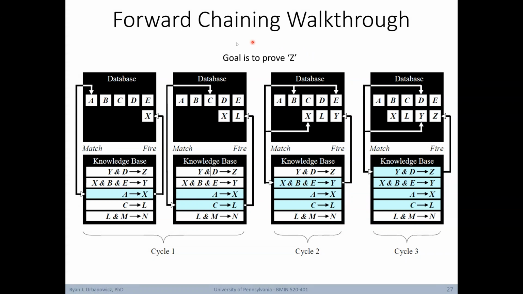At this point, Z might be returned to the user as the goal we were trying to prove, or maybe we were looking for some kind of recommendation, and so Z is what's provided back to the user. Notice that we didn't use all rules in our knowledge base. In this case, we never had the fact M, so this rule could not be triggered.